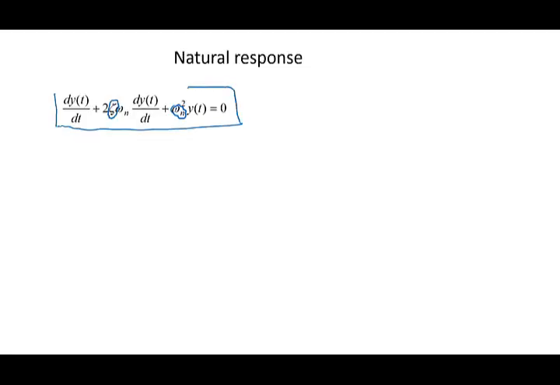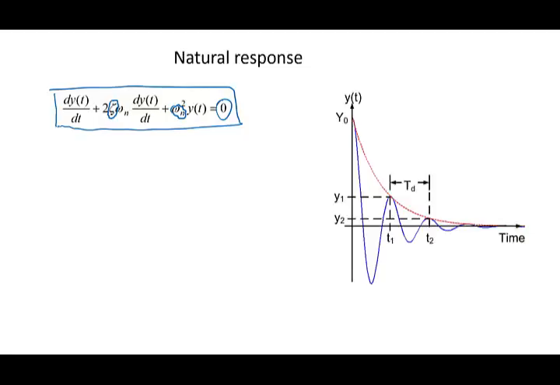This is a homogeneous differential equation. The right-hand side is 0. For an underdamped system, the response is going to look something like this blue line. It'll oscillate and decay. The decay rate is exponential, and it'll be of the form y0, which is the initial condition on position, e to the minus damping ratio omega n times time. Notice a couple of things about this. As time goes to infinity, the value of y of t has to go to 0.